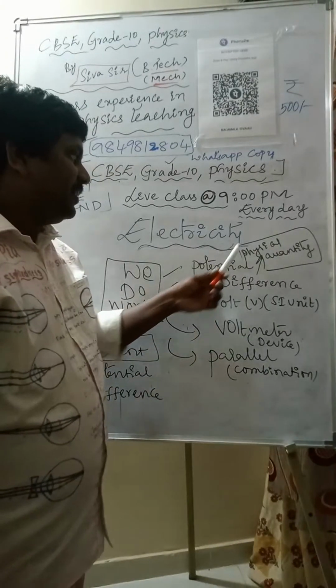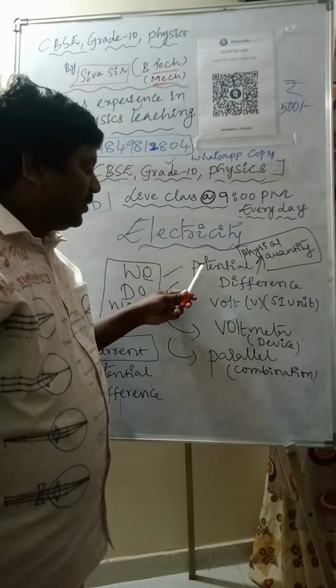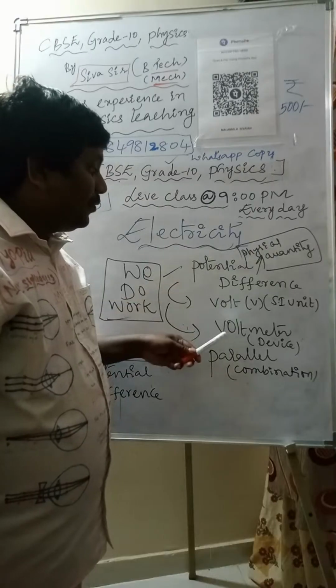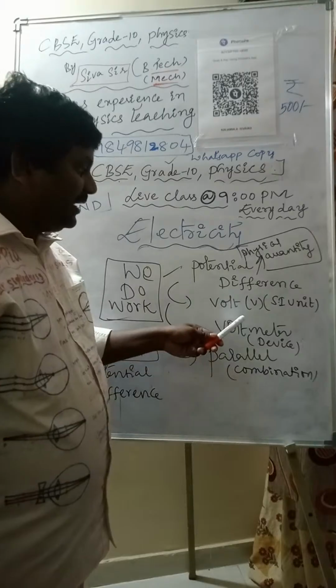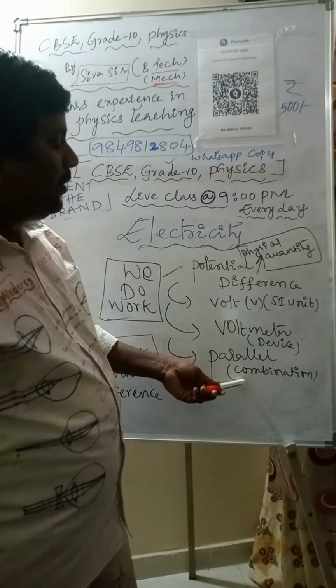So potential difference is a physical quantity. The SI unit of potential difference is volt. Potential difference is measured by a voltmeter. It is a device. The voltmeter will be connected in parallel combination. That is very important. See, interlinked points, one after another.